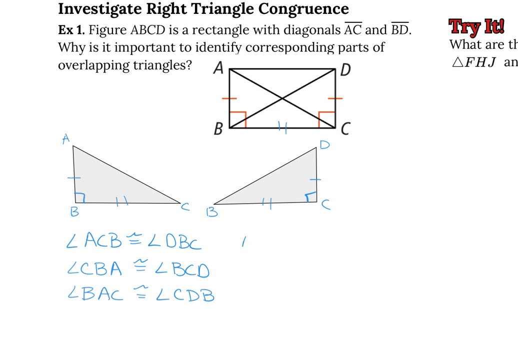Our sides that are congruent, AC is congruent to DB. CB is congruent to BC. And finally, BA is congruent to CD.